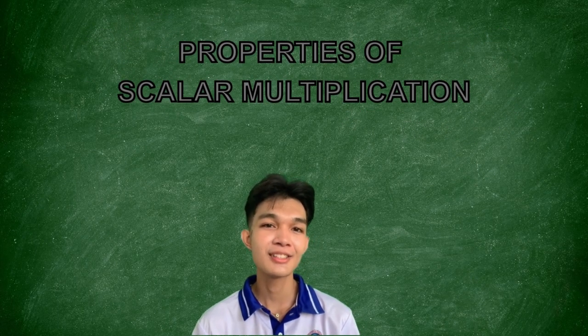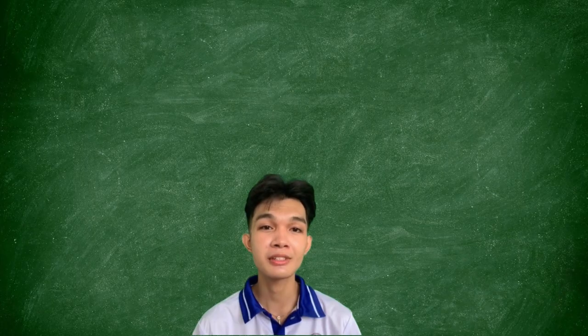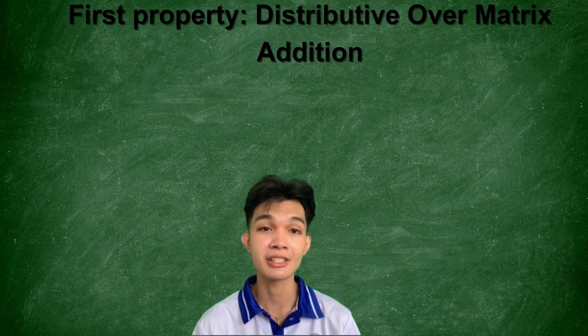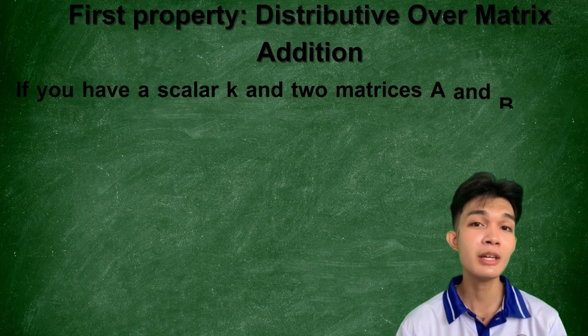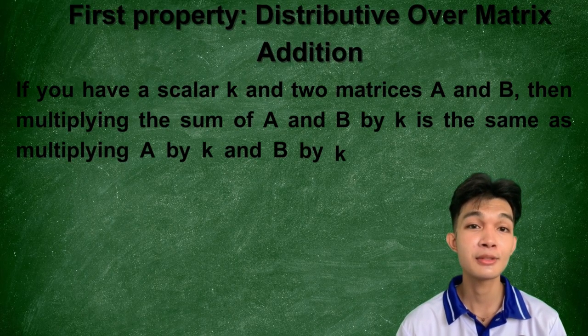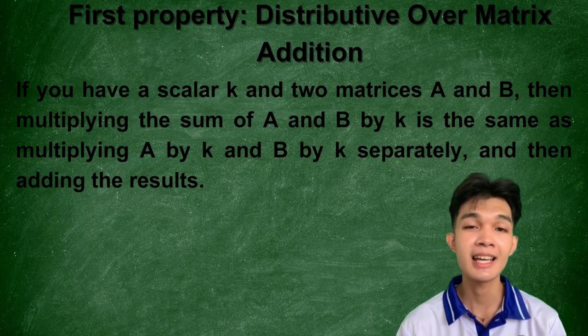Now, let's look at the first property of scalar multiplication. This property is called distributive over matrix addition. In simple terms, it means that if you have a scalar k and two matrices A and B, then multiplying the sum of A and B by k is the same as multiplying A by k and B by k separately, and then adding the results.